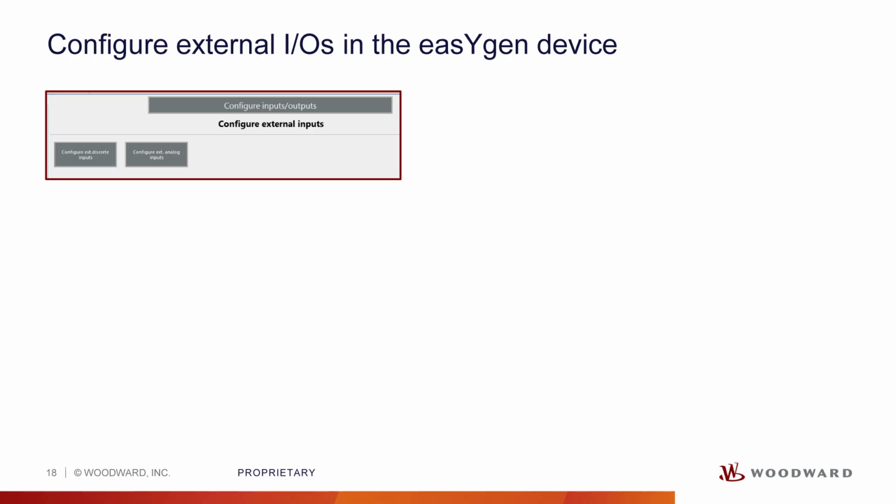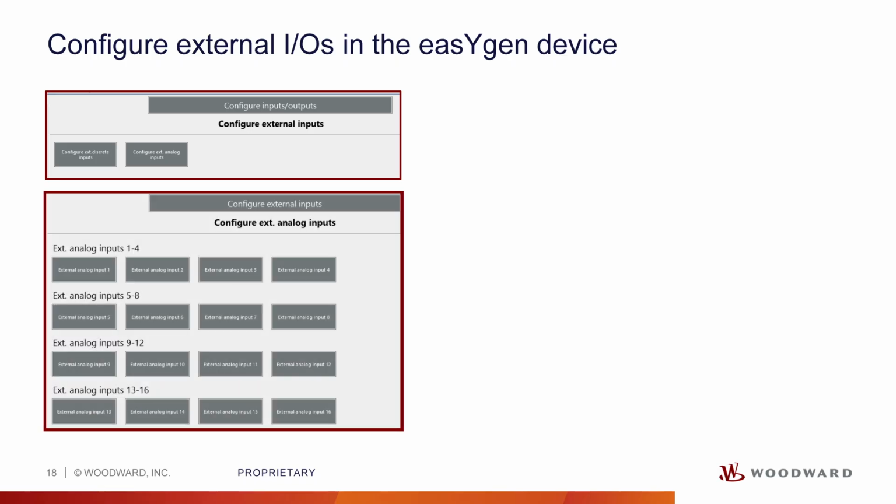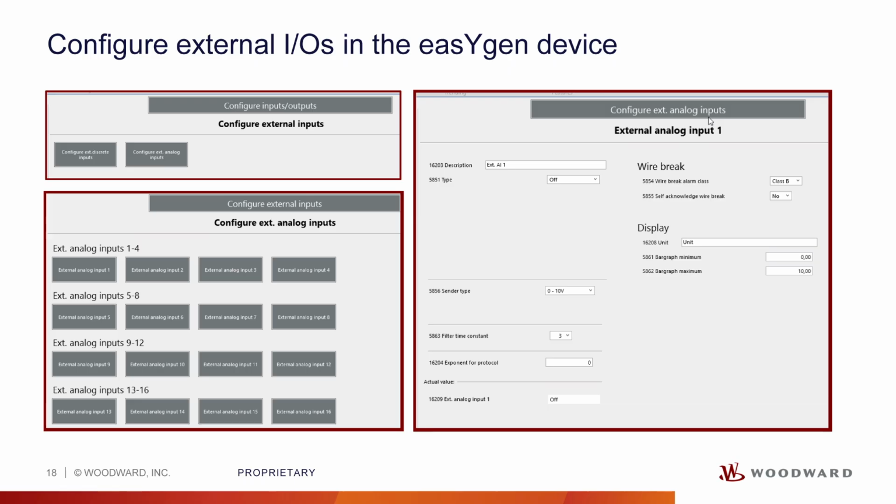You can configure the external analog inputs in the same way as you did for the discrete inputs and outputs. Start by accessing the configuration menu and navigating to the Inputs/Outputs section. From there, select External Analog Inputs, and you will see a list of available analog input channels.